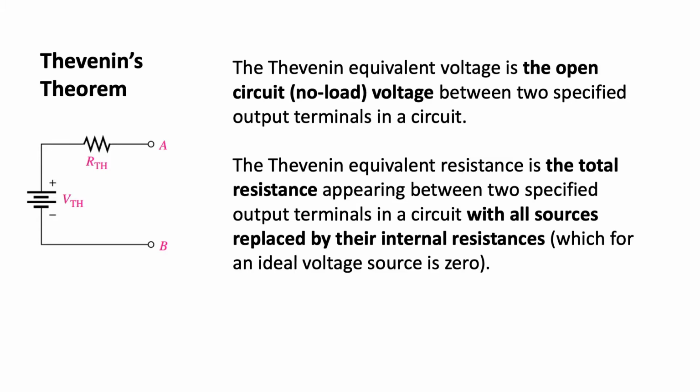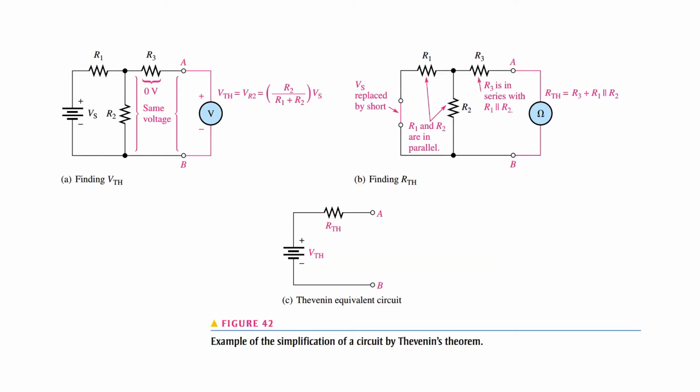Thevenin's theorem states that the Thevenin equivalent voltage is the open circuit, that is, no load, voltage between two specified output terminals in a circuit. The Thevenin equivalent resistance is the total resistance appearing between two specified output terminals in a circuit with all sources replaced by their internal resistances, which for an ideal voltage source is zero. In order to find the Thevenin equivalent circuit, we need to find both the Thevenin voltage and the Thevenin resistance.